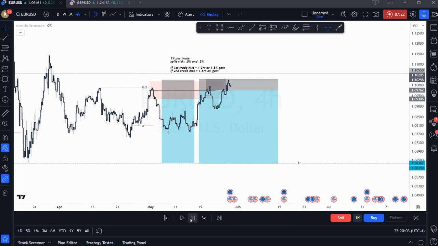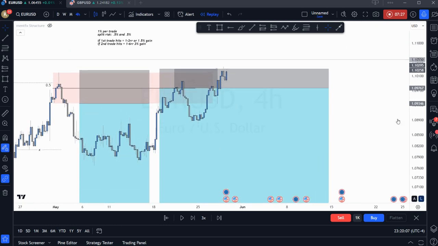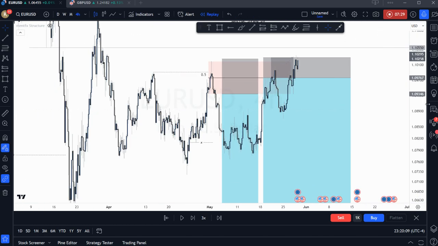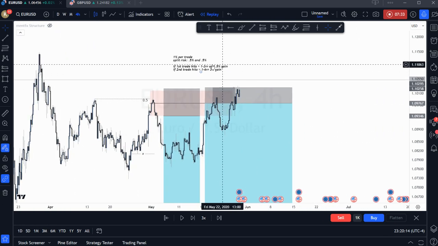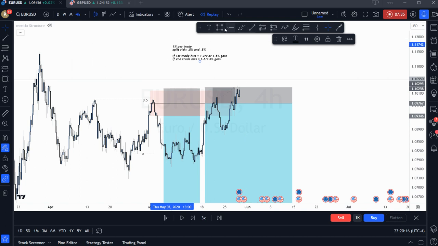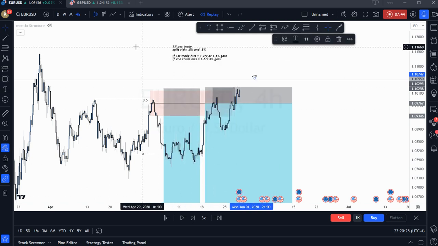Uh-oh. All right. So both stop losses hit. 1%. That's minus 1%. Let's see, minus 1% right here. And I want to see the why.